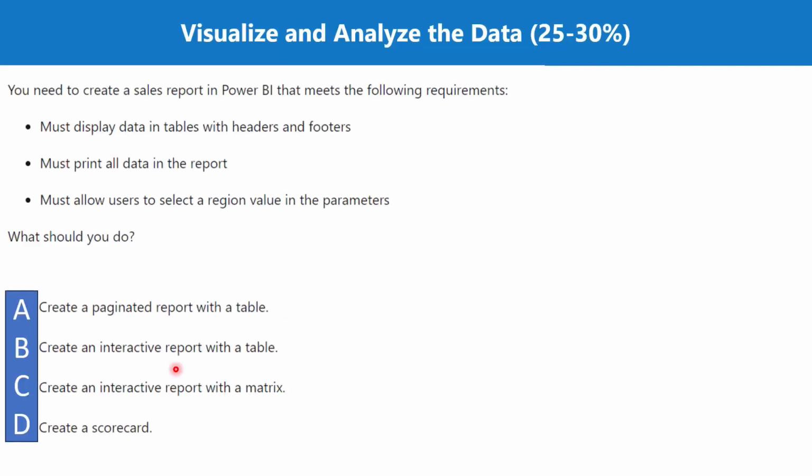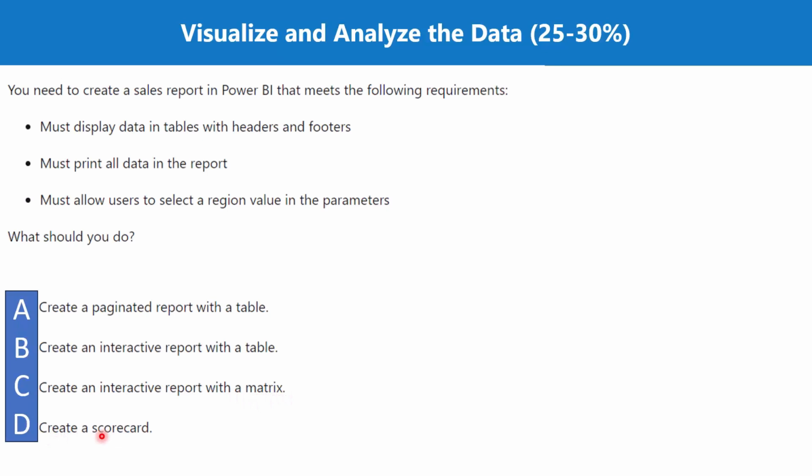Question 18. You need to create a sales report in Power BI that meets the following requirements. Must display data in tables with headers and footers. Must print all data in the report. Must allow users to select a region value in the parameters. What should you do? So the four options that we have are create a paginated report with a table, create an interactive report with a table, create an interactive report with a matrix, and create a scorecard.